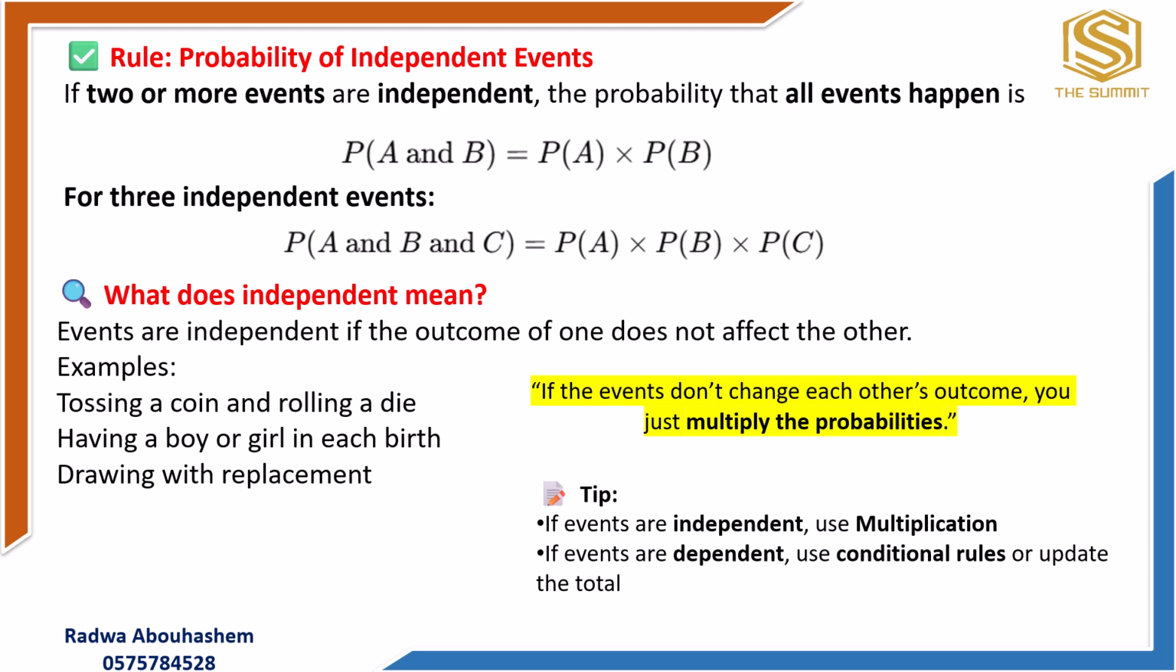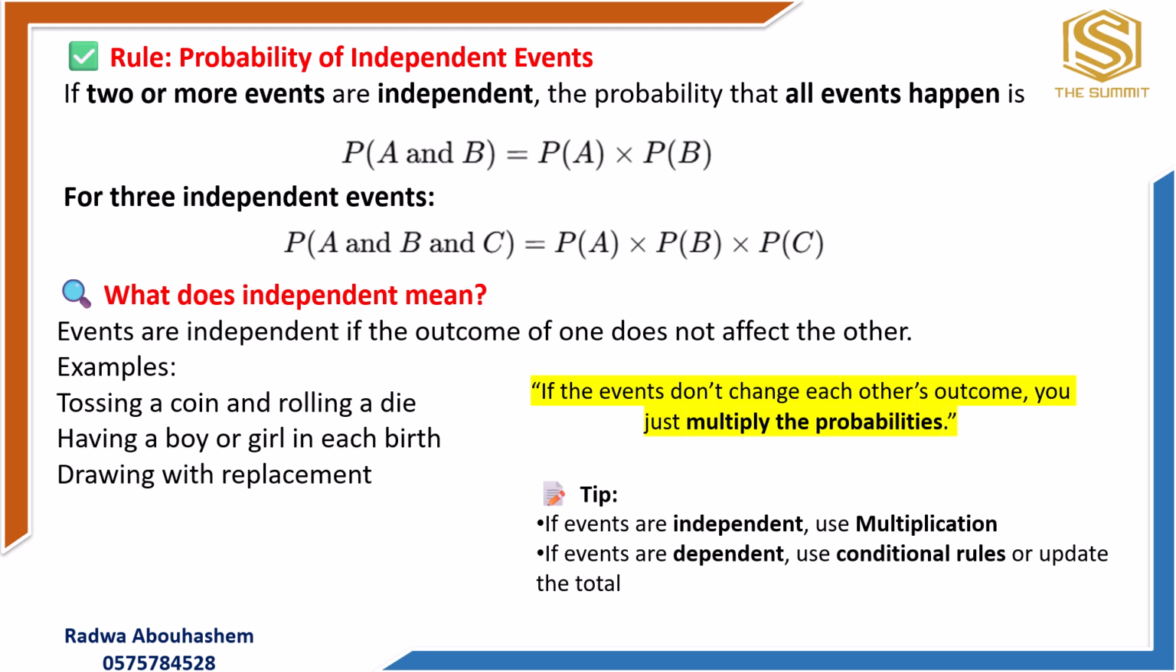What is the meaning of independent? Events are independent if their outcomes do not affect each other. For example, when you toss a coin you get head or tail, or rolling a die you get 1, 2, 3, 4, 5, 6. It doesn't depend on each other. Maybe having a boy or a girl, or when you draw some pins or some balls with replacement. All of these are independent events. So when you try to get the probability of all of these independent events, you just multiply their probabilities. If the events do not change each other's outcomes, you just multiply the probabilities.